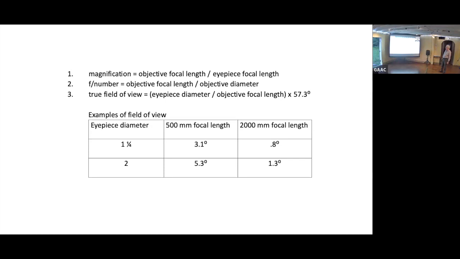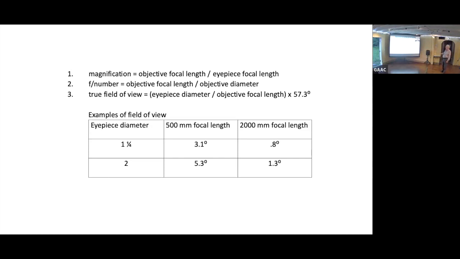So the important thing about these formulas is not remembering them in detail or using them to calculate, but to get an idea of how these factors interact. So if one gets bigger, what happens? For instance, if the focal length goes up, the F number tends to go up, assuming the objective diameter stays the same or about the same.